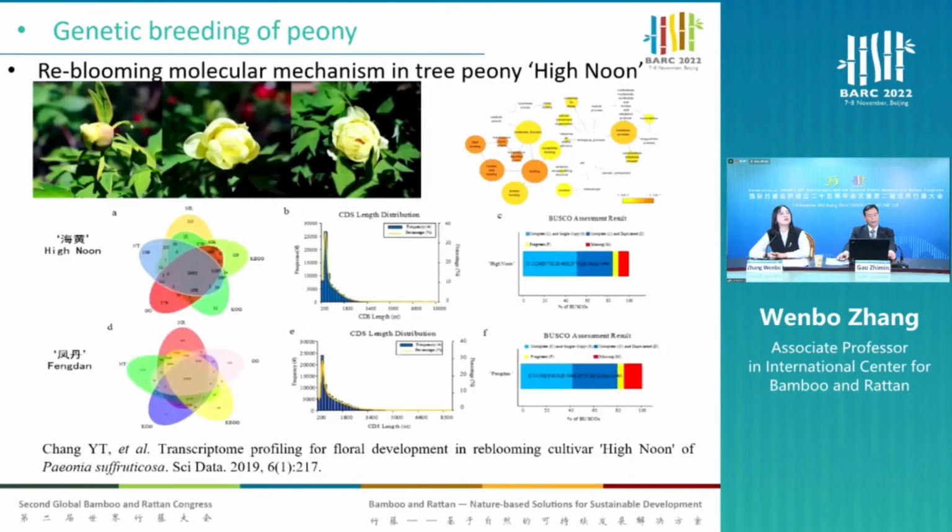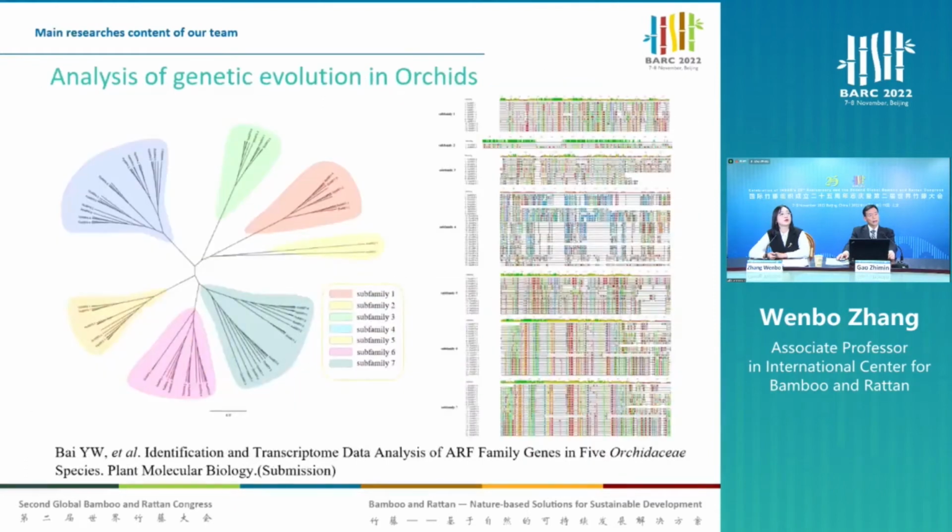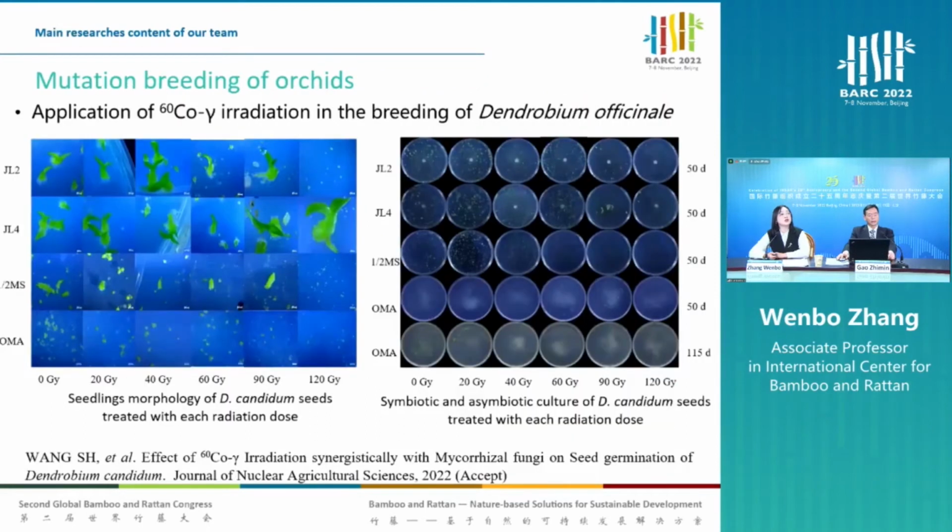And this is the recurrent blooming molecular mechanism in tree peony 'High Noon'. And this is the research on the narcissus, on the genetic regulation of flower color. The orchid research focuses on the analysis of genetic evaluation and the mutation breeding of orchids.